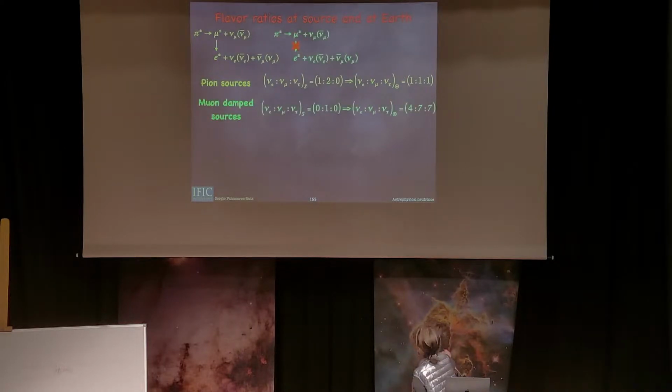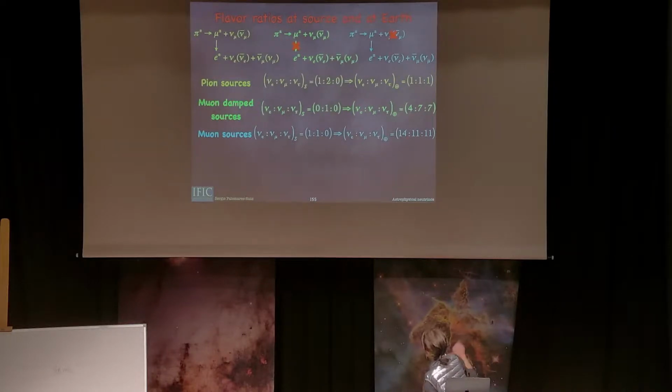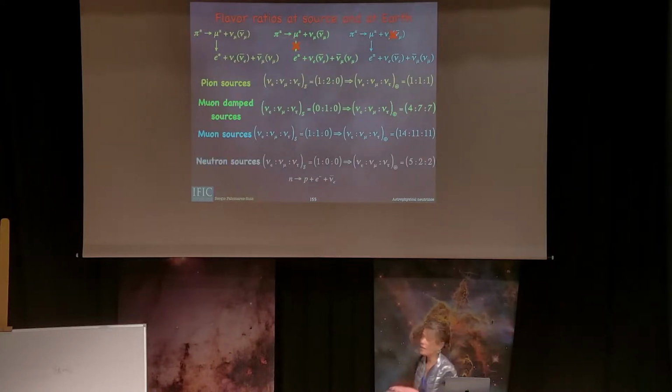From muon damped sources, we don't have this. This has no time to decay, okay? So we have just 0, 1, 0 that is translated into 4, 7, 7, okay? Just muon sources, okay? We don't have this, right? So muon sources only, we have 1, 1, 0, okay? If just muon decays in the source, that will be translated into 14, 11, 11, okay? And neutron sources that we have 1, 0, 0 will be translated into 5, 2, 2.